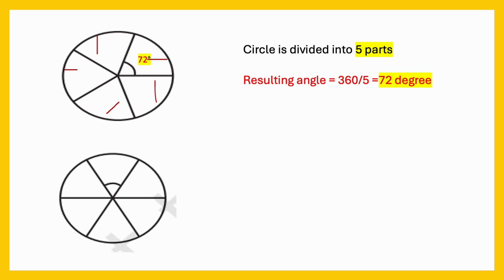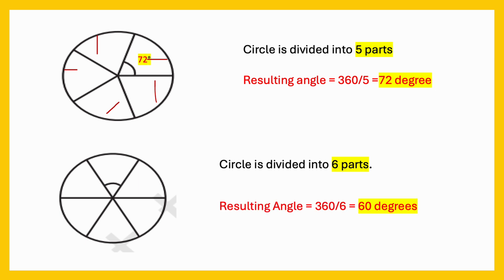The next one. Here the circle is divided into 6 parts. So what will be the resulting angle? The resulting angle is equal to 360 divided by 6. That is 60 degrees. So the resulting angle is 60 degrees.